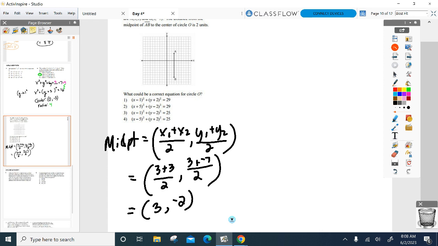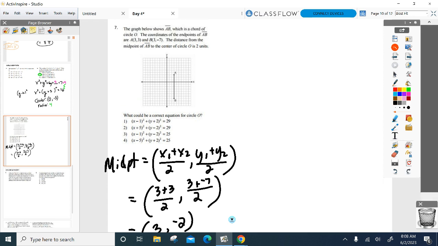(3, -2) look good? Plot it on the graph so we can talk. 3, -2. There's the midpoint. The center is located 2 units away. Whoa. Anybody see a question you may have? What question would you have here? Which direction? Thank you, which direction?